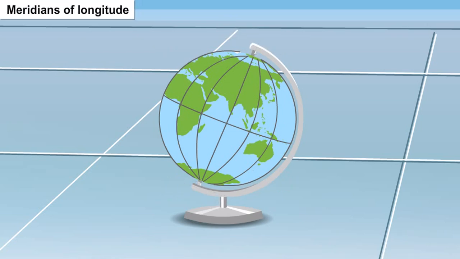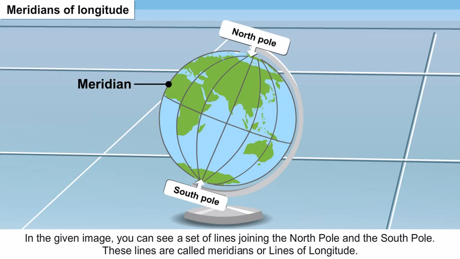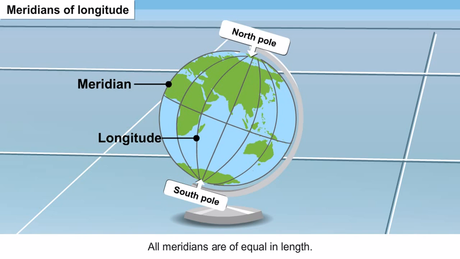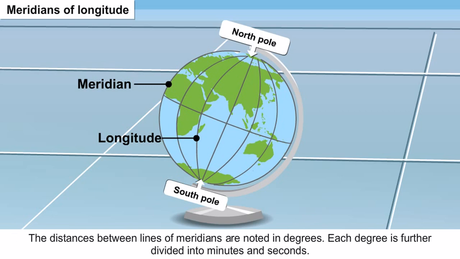Meridians of longitude. In the given image, you can see a set of lines joining the North Pole and the South Pole. These lines are called meridians or lines of longitude. All meridians are equal in length. The distances between lines of meridians are noted in degrees. Each degree is further divided into minutes and seconds.